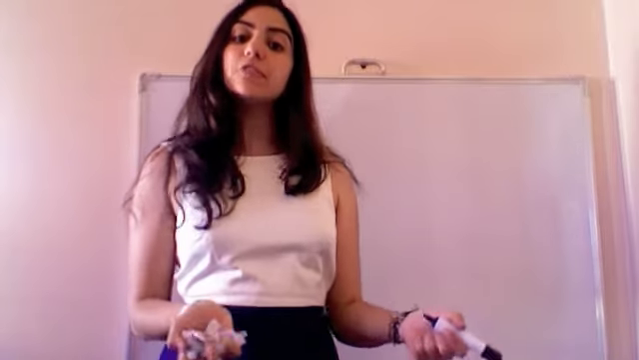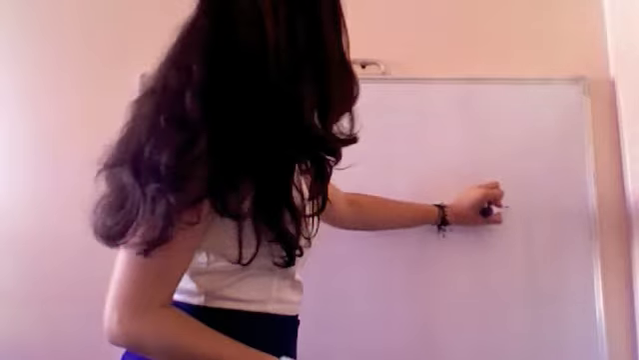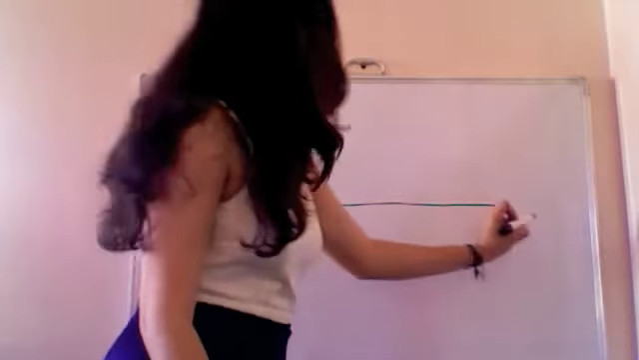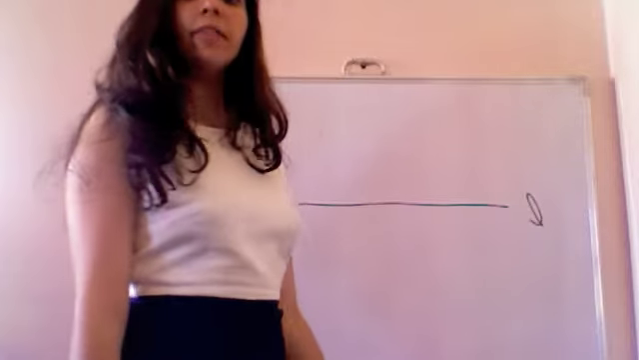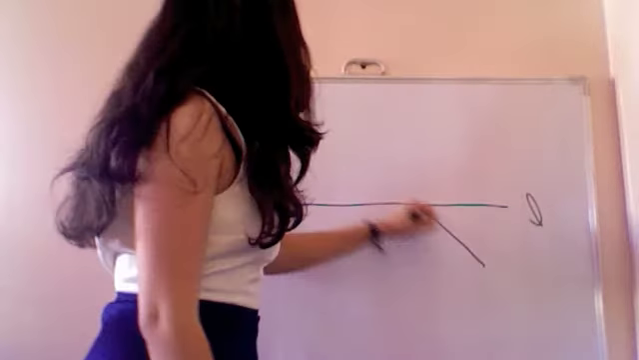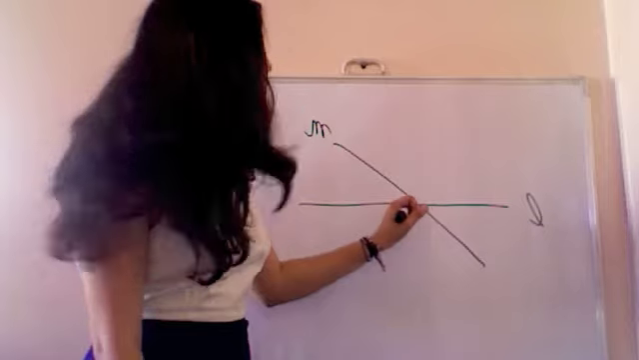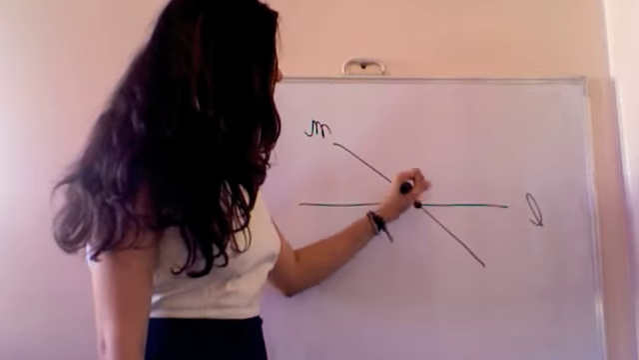Our next topic is intersections. There are two kinds of intersections. Intersections between lines, let's call this line L, and line M. They both meet at one point that we're going to call L.